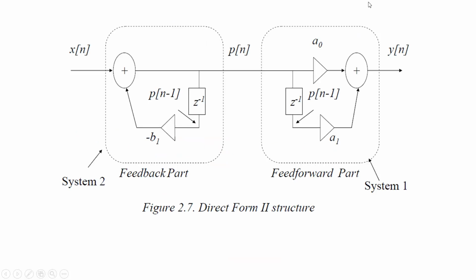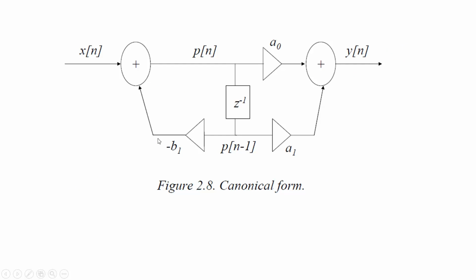Okay, so system 2 is placed here at the start, and system 1 we will bring here, and we can prove that the overall output remains the same. There is no change in the output. This type of structure is known as direct form 2 structure.